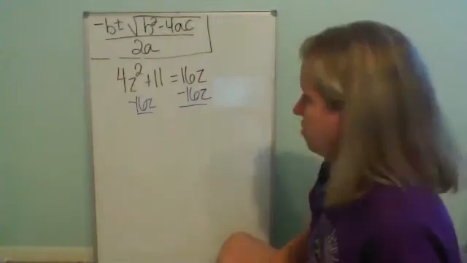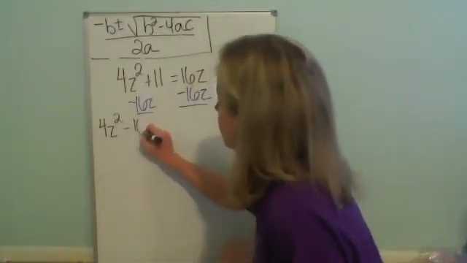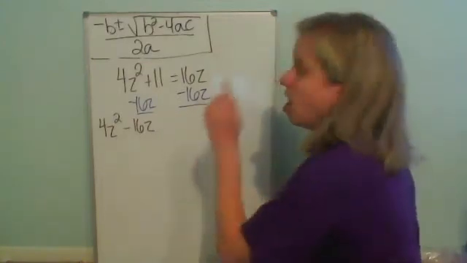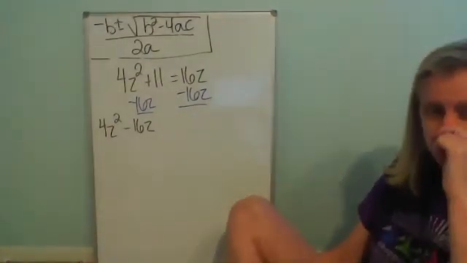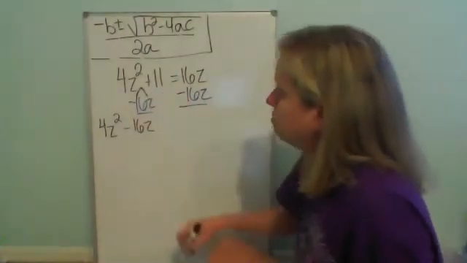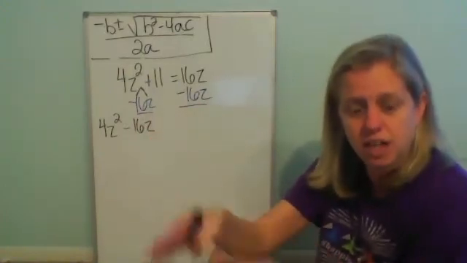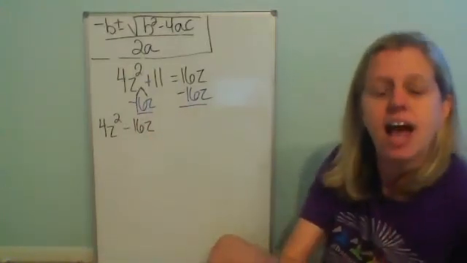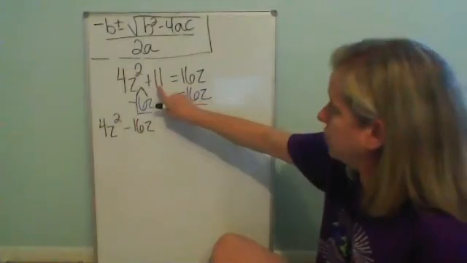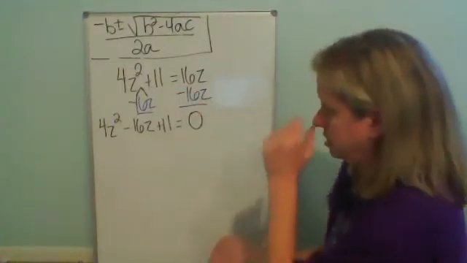So now let's see, what do I have? I've got 4z squared minus 16z. Oh, that's another thing I need to point out. When I subtracted that 16z, look where I'm putting it. I'm putting it in the middle of those two terms, right? Because you want to have your z squared, then your z, and then your plain number. Your plain number, this plus 11, comes at the end of that, equals 0.